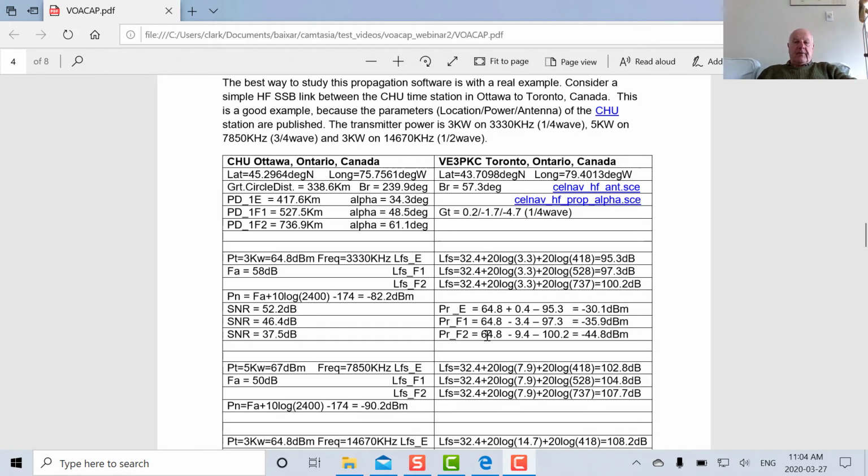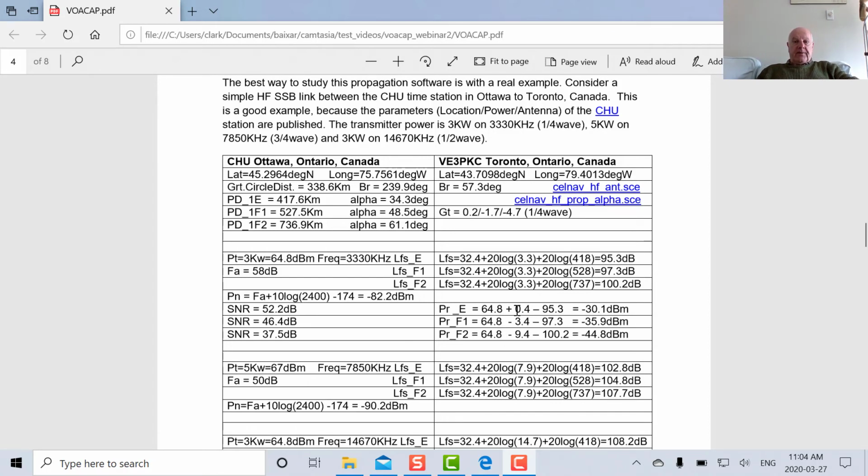Again, we're only talking about free space attenuation. We're not considering any absorption in the ionosphere, which is not realistic, but it just gives us an upper bound. Okay, so I take the power. The power is 3 kilowatts. That's 3 times 10 cubed watts, or 3 times 10 to the 6th milliwatts. So if I take 10 log of that, I get 64.8 dBm.